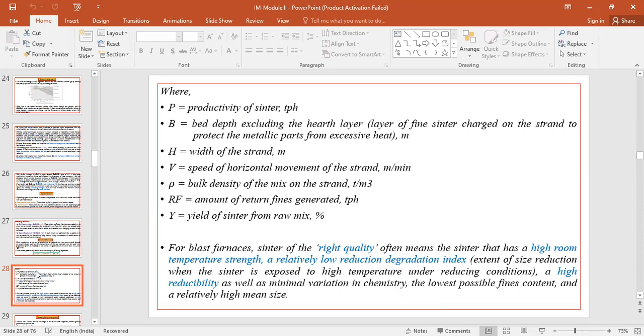So when we say the sinter is having good quality, when the sinter is having high room temperature strength, low reduction degradation index and high reducibility. When the sinter is having these properties, then we can call it a right quality sinter, which is preferable to charge as a feed material inside the blast furnace.